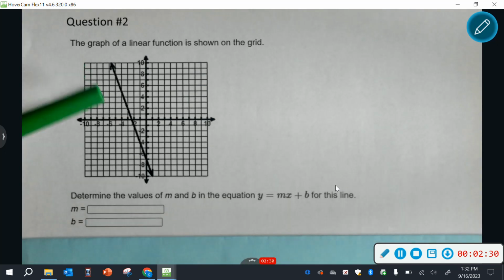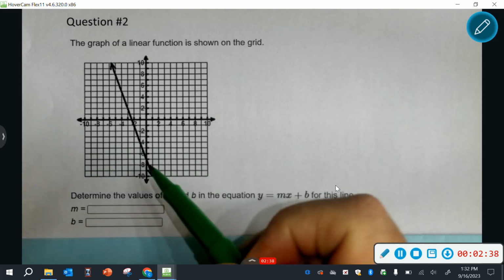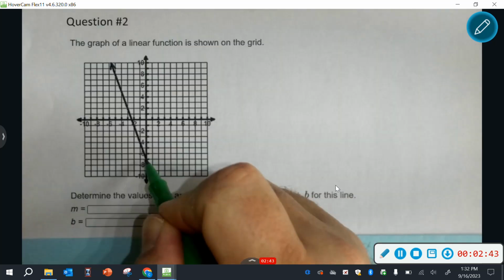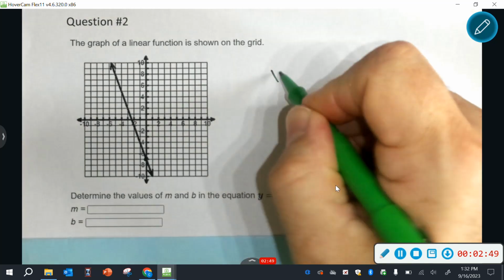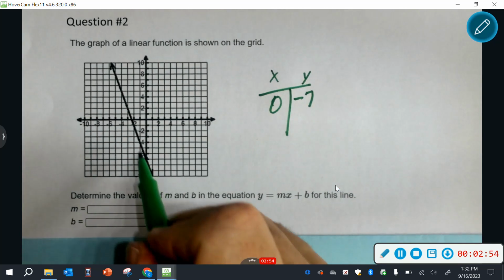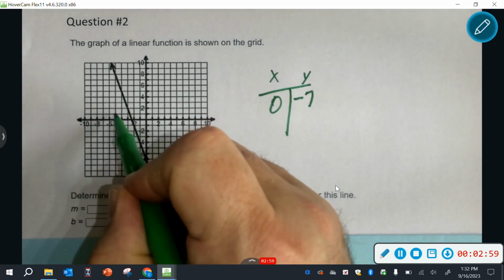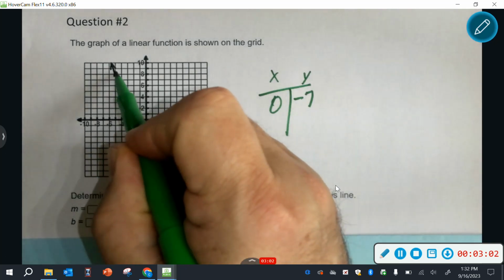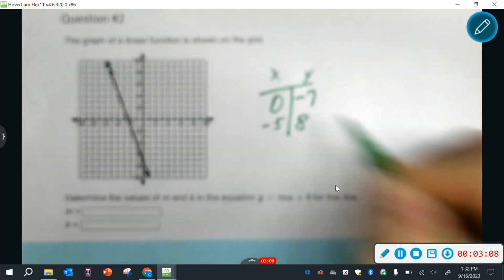in the equation y is equal to mx plus b for this line. Now, notice we're given a line and we have to get the slope. So notice they don't have 2 points for us to choose, so we have to pick 2 points. So we're going to pick 2 whole number points. So we're going to pick this one, which is 0, -7. So I go ahead and make me a table. And then we also have another point, which is up here at -5, 8. There's other points that we can pick, but I'm going to pick those, -5, 8.